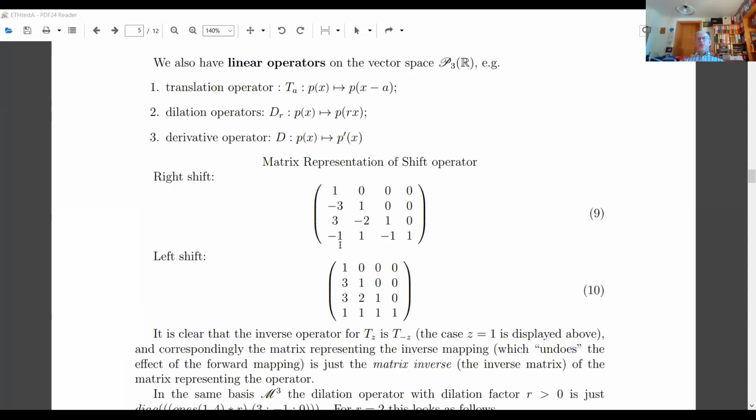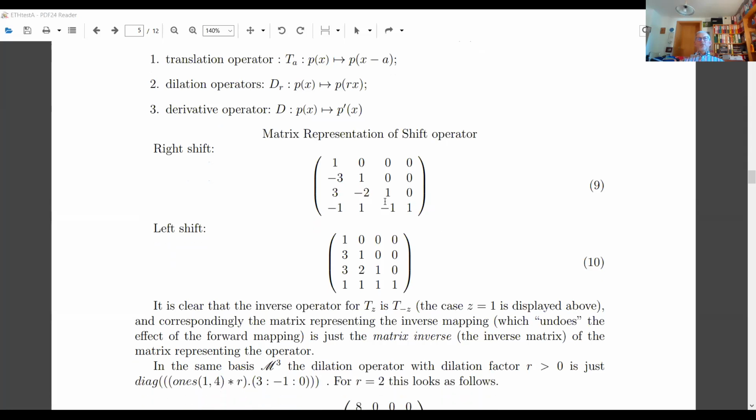And we all know the binomial theorem says it's, and now I'm looking at the first column, 1 times x to the third power minus 3 times x squared plus 3x minus 1. So this explains the coefficients in the first column. And of course, x squared goes to (x minus 1) squared, so no cubic term, 0 cubic terms, 1 times x squared minus 2x plus 1, and so on. So this is a right shift matrix.